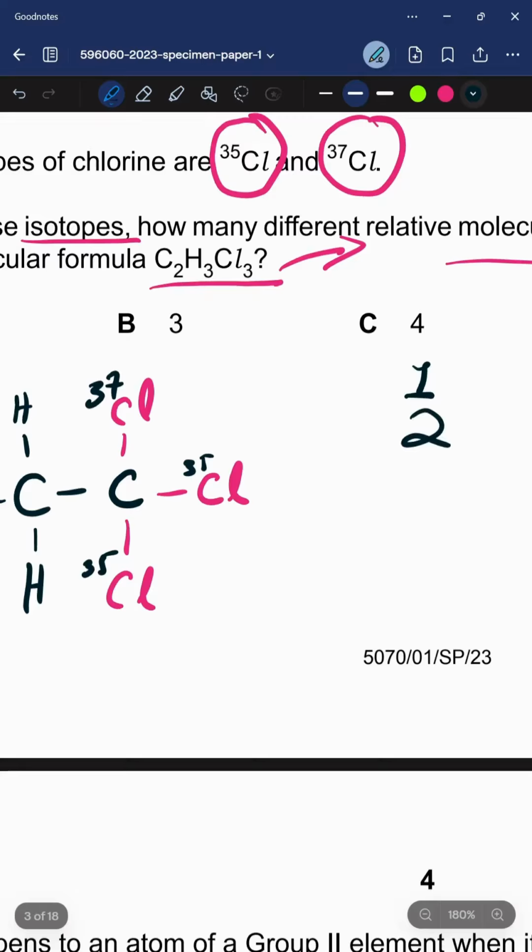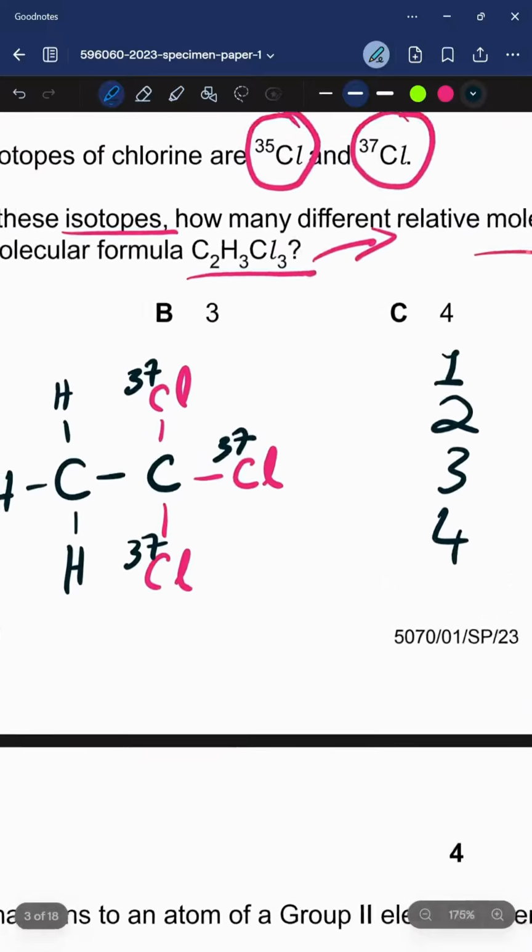And also we can have two of them as 37 and only one of them as 35. So that's the third combination. Or the final combination is you can have all three of them as 37. That's the fourth combination, right? So you can get all of them 35, you can get one 37 and two of them as 35, or you can get one of them as 35 and two of them as 37, or you can get all of them as 37, right?